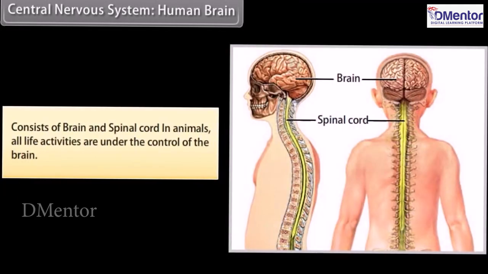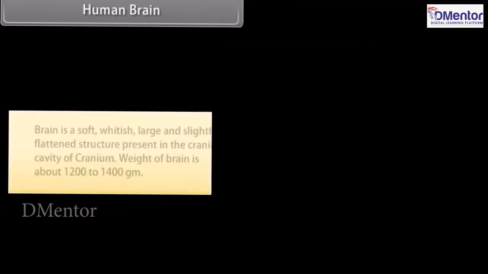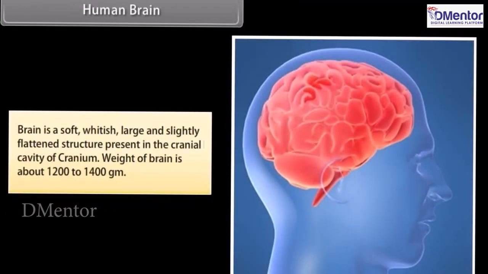Central nervous system. The central nervous system consists of brain and spinal cord in animals. All life activities are under control of the brain. Human brain. Brain is a soft, whitish, large and slightly flattened structure present in the cranial cavity of the cranium. Weight of brain is about 1200 to 1400 grams.